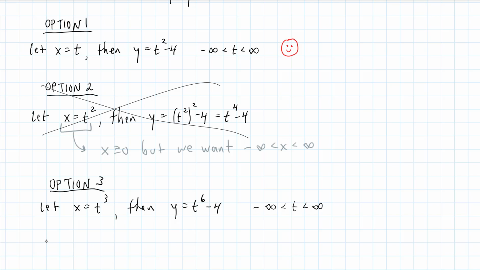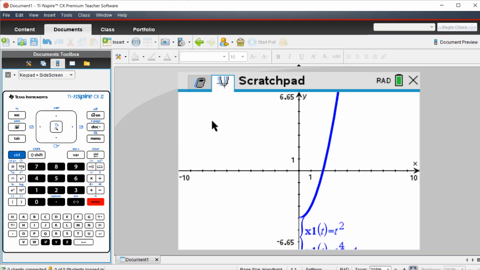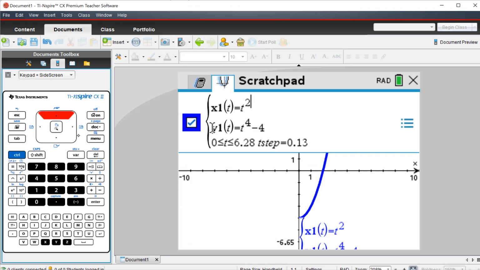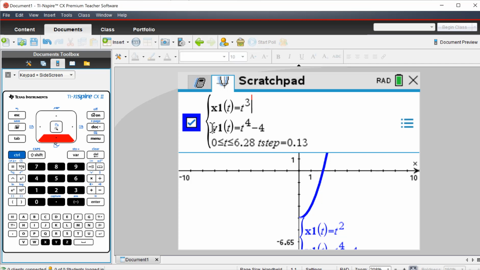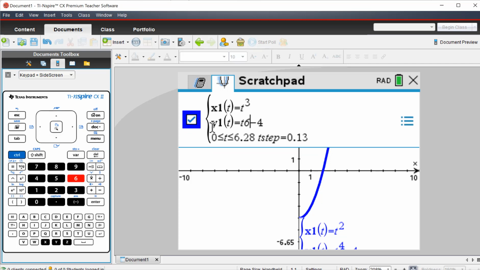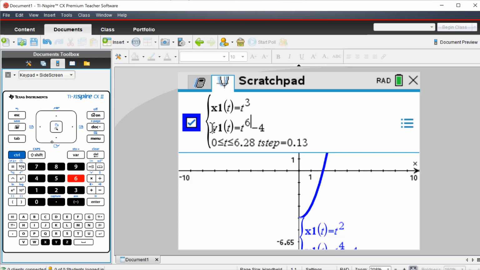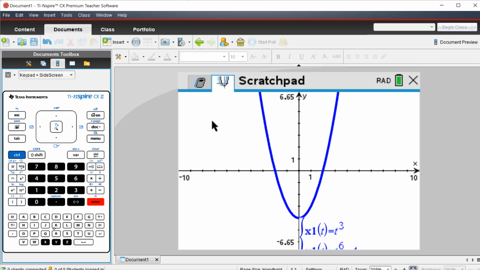Let's see here. By the way, if you don't want to clear this, you can just hit Tab and go back up and edit it. If that's how you want to roll. Let's have that be t to the 6 minus 4. Then let's go negative 20 to 20. Ah, there we go. We get the whole thing.